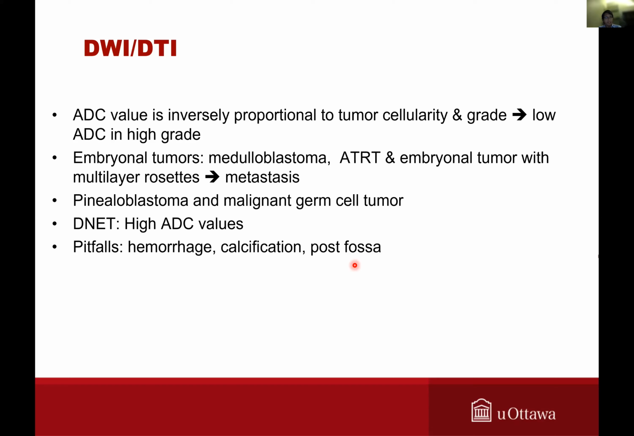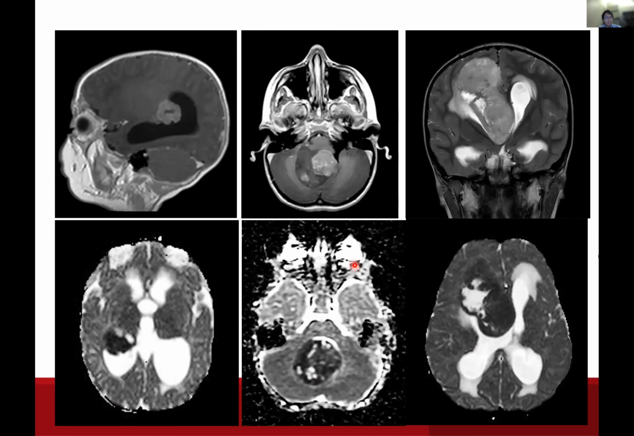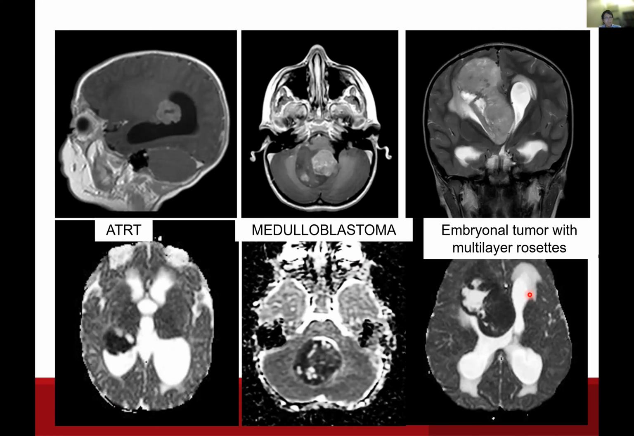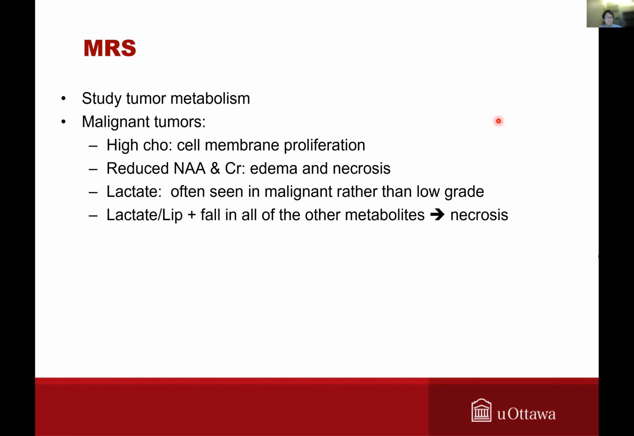artifacts related to that. So here you have 3 different patients that have different tumors in different areas of the brain, and all of them show diffusion restriction, and all of them were embryonal tumors. The first one was an atypical teratoid rhabdoid tumor, the second was a classic medulloblastoma in the midline, possibly group 3. And here you have the embryonal tumor with multilayer rosettes in the supratentorial region.